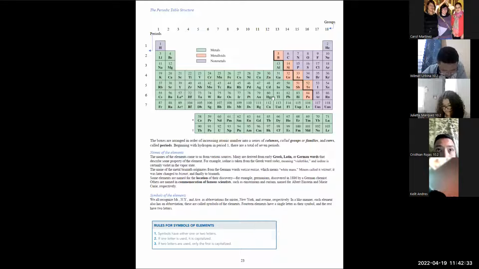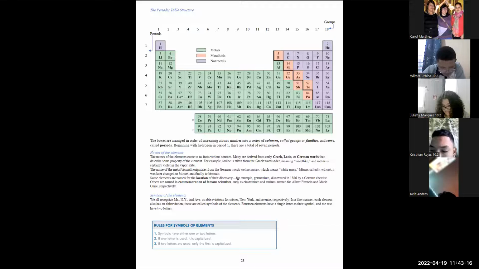Remember, the metals are on the left in the periodic table, except hydrogen, which of course is a non-metal. The periodic table is arranged by periods, which are the horizontal rows, and the groups, or columns, or families, that are the vertical columns. The names of elements come to us from various sources, and the symbols, of course, a symbol is an abbreviation of an element.